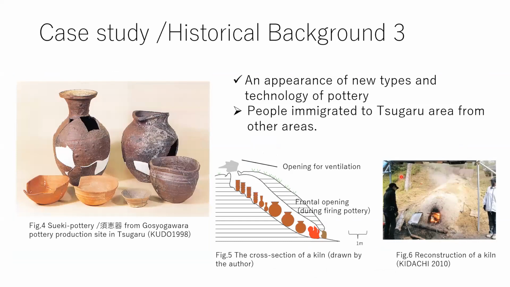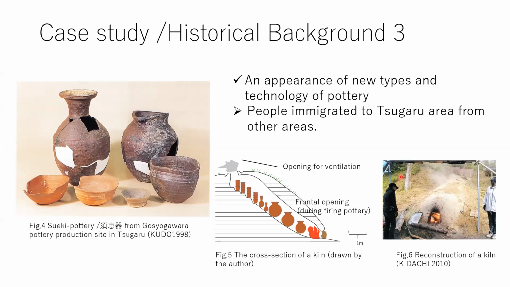Not only dwelling houses, but also new types and technology of pottery appeared in the late 9th century. Pottery shown in figure 4 was made using a potter's wheel and fired in large kilns. We call this type of pottery sueki pottery. In Japan, the potter's wheel and this kind of kilns were introduced together from the Korean peninsula in the early 5th century. However, Emishi people did not use this technology until the 9th century.